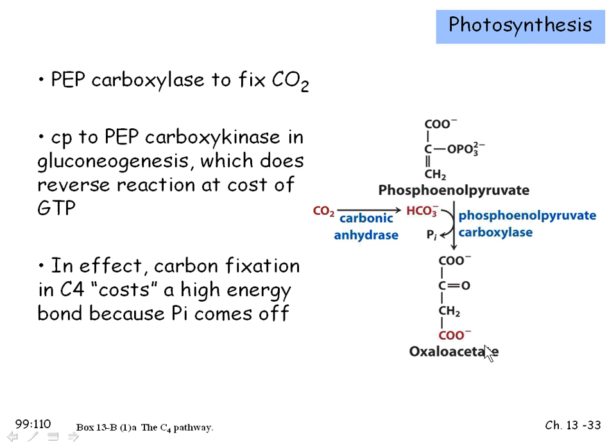This is the opposite reaction of what we saw in gluconeogenesis. In gluconeogenesis, we took an oxaloacetate and made a phosphoenolpyruvate by spending a GTP. In this case, we want to build rather than to break down, but we're still spending a high energy bond because we have to throw away the inorganic phosphate.